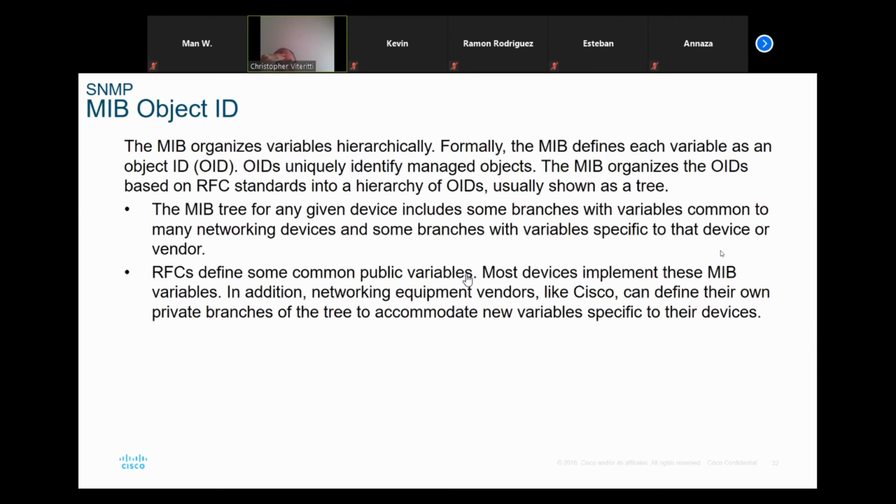The MIB organizes OIDs based on RFC standards into a hierarchy of OIDs, usually shown as a tree. The MIB tree for any given device includes some branches with variables common to many networking devices and some branches with variables specific to that device or vendor. RFCs define some common public variables. Most devices implement the MIB variables. In addition, networking equipment vendors like Cisco can define their own private branches of the tree to accommodate new variables specific to their devices.